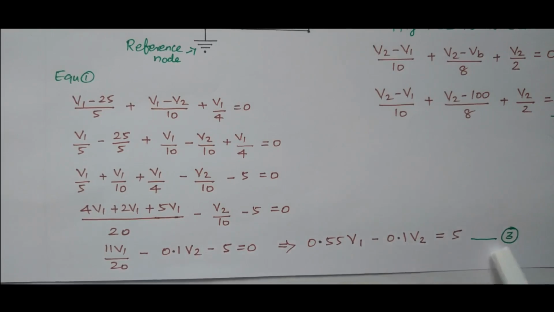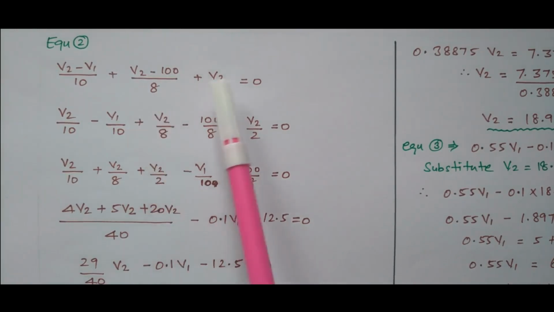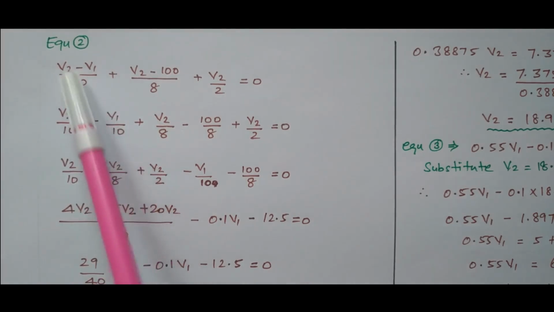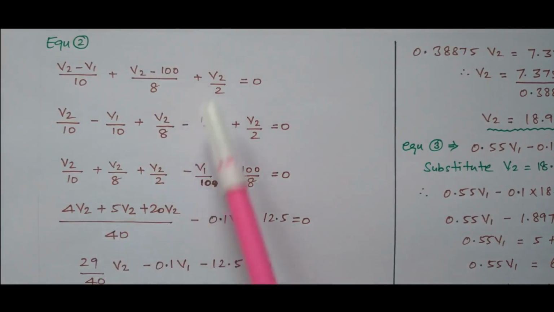So now we have framed equation 3. Now we'll go to equation 2 for simplification. Let's take equation 2: (V2 - V1)/10 + (V2 - 100)/8 + V2/2 = 0. Now split the denominators: V2/10 - V1/10, V2/8 - 100/8, plus V2/2 equal to 0. Now the numerator is split.